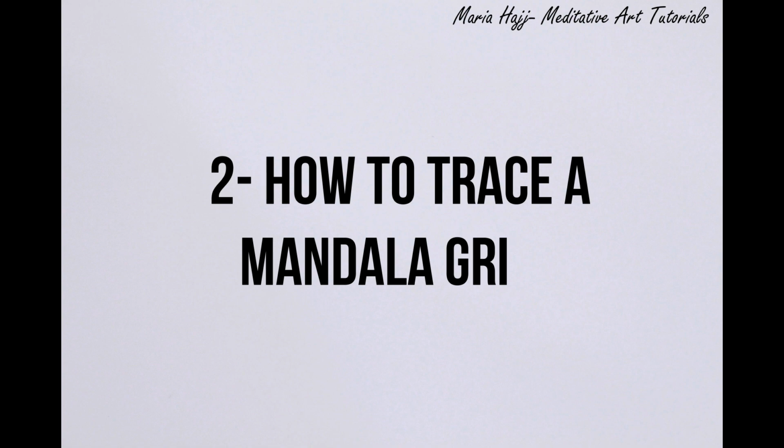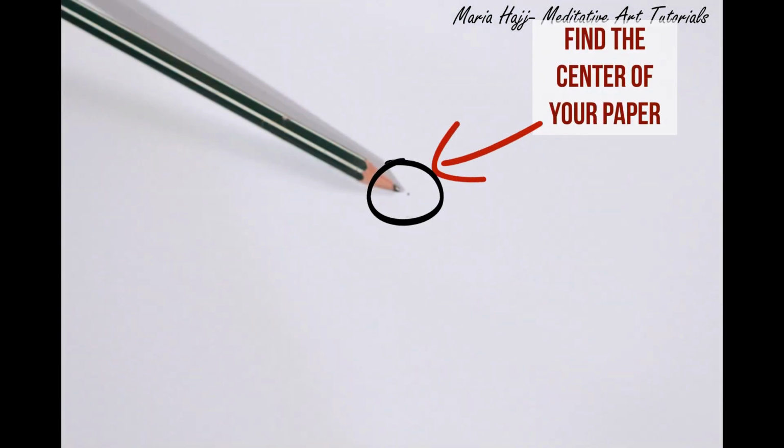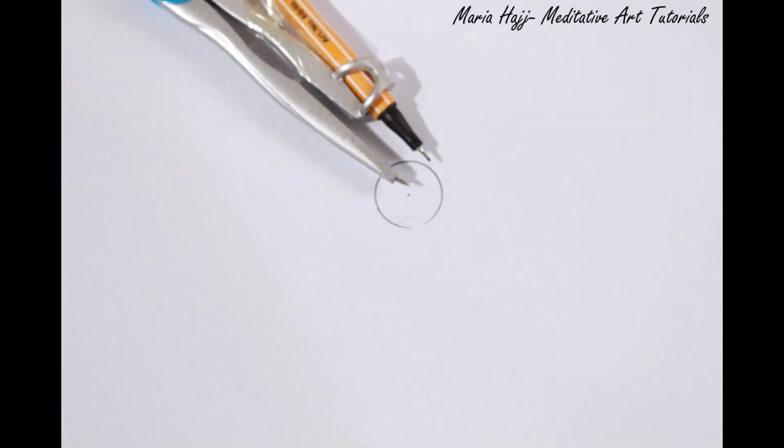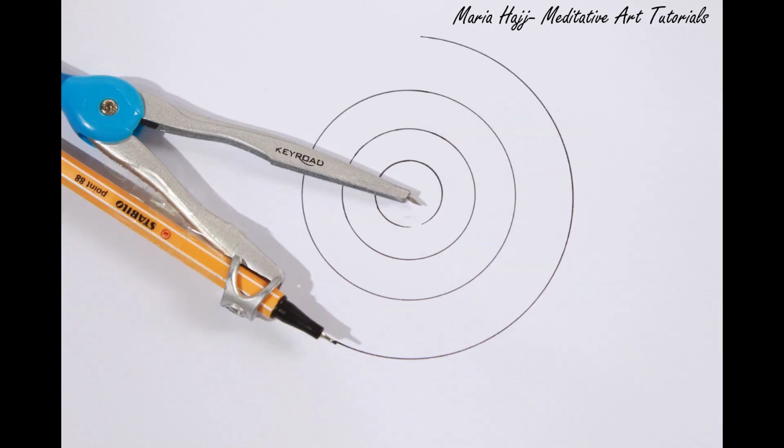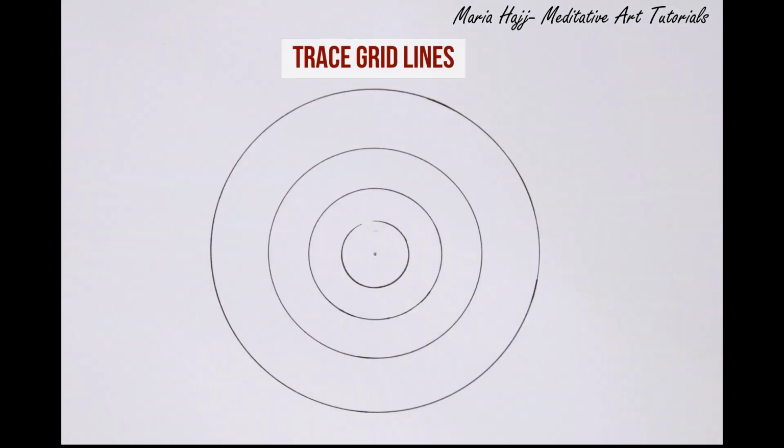Second question: how to trace a mandala grid? First, find the center of your paper. Second, trace random circles around the center. Third step, trace grid lines that are equally separated.